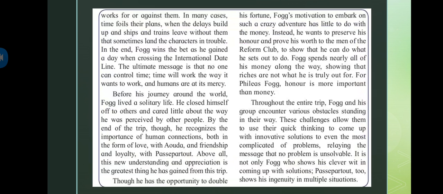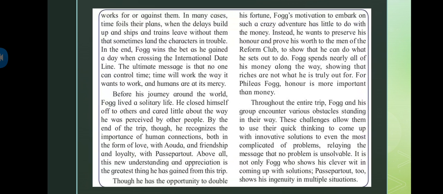Though he has the opportunity to double his fortune, Fogg's motivation to embark on such a crazy adventure has little to do with the money. So basically, what he is saying is that he had an opportunity of doubling his fortune. Okay, and what was Fogg's motivation? Embarking on this crazy journey was not about the money. As we proceed further with the story, we will realize that he was not a greedy person or someone like that.